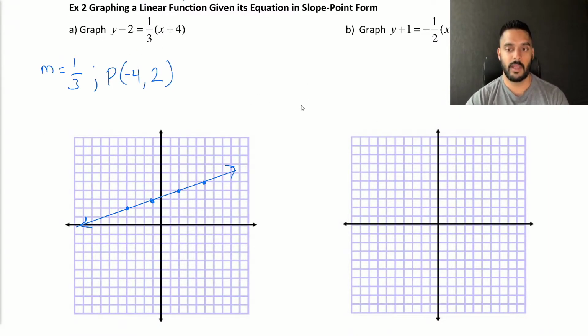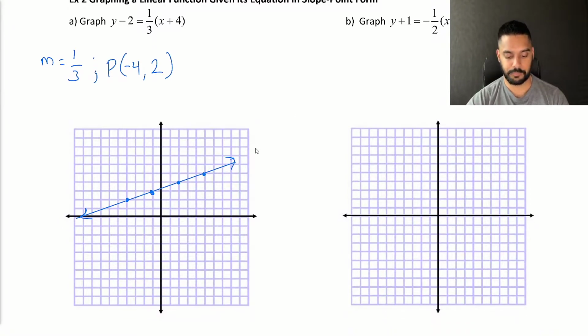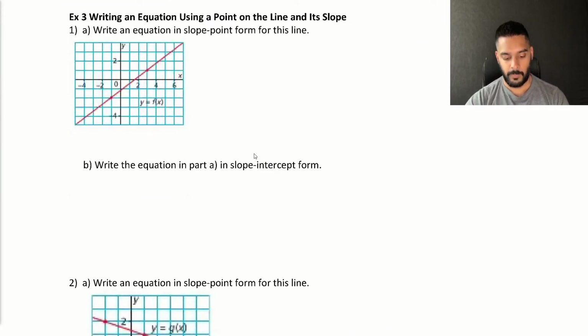So you can attempt B, and I'll give you the full answer key in the description. Okay. Now, conversely, we should be able to go backwards. I should be able to take a graph and actually write it in slope point form. In order to do that, the equation will tell me exactly what I need. I absolutely need a slope, and I need a point.